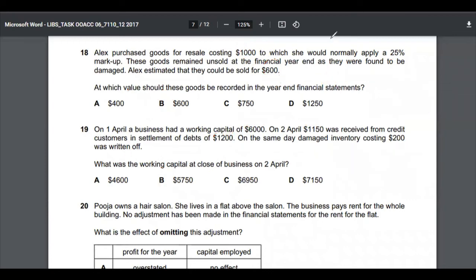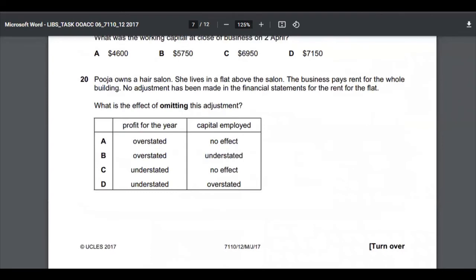Let's look at multiple choice 20. Multiple choice 20 is about Pooja, who owns a hair salon. She lives in a flat above the salon. The business pays rent for the whole building. No adjustments have been made in the financial statements for the rent for the flat, right? So this is a personal expense, and this should not go on the company's income statement. What is the effect of omitting these adjustments? The company has understated the profit. For capital employed, there's no effect because it does not impact the capital employed. So the answer to multiple choice 20 is actually option C.